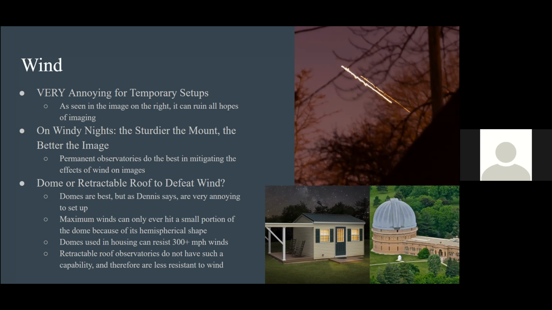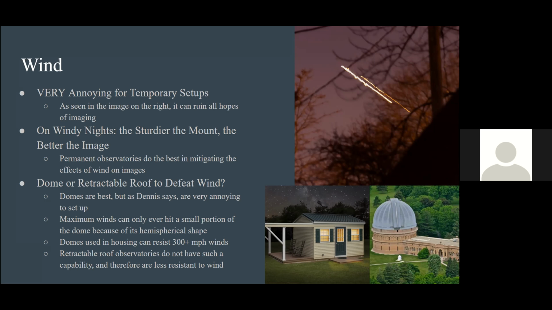Basically, with the dome, the maximum winds can only ever hit a small portion of the dome because of its hemispherical shape. They're often used in housing in very windy areas or areas in which tornadoes can occur, to counteract the effects of the wind. I have a website in my references that will explain this. Dome houses can actually resist 300-mile-per-hour winds.